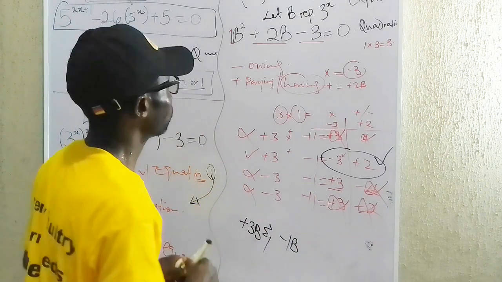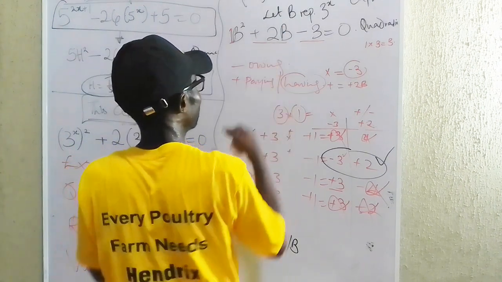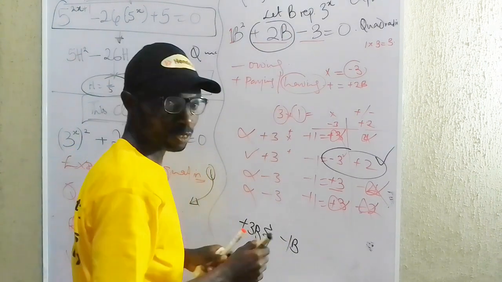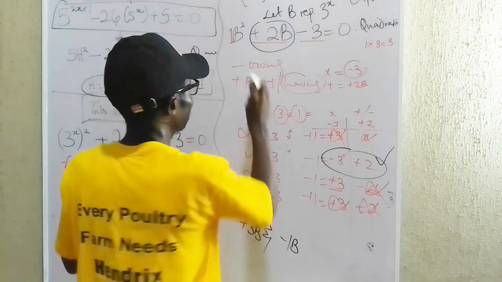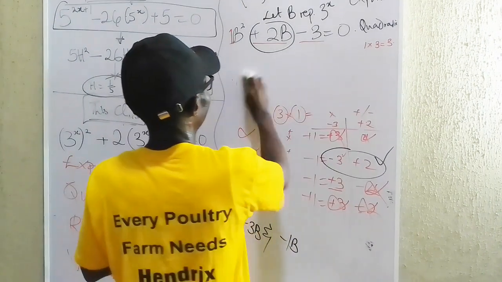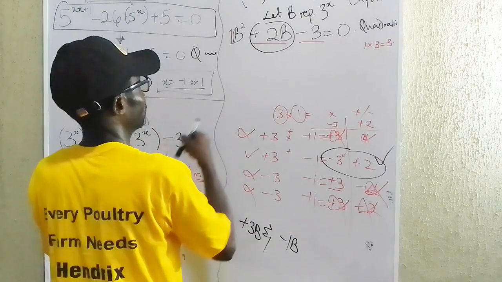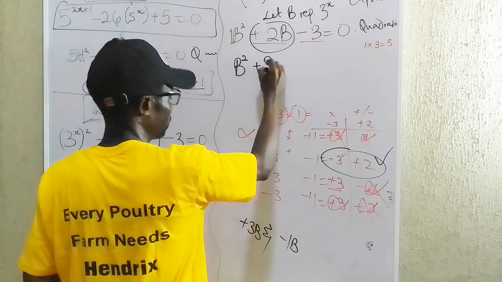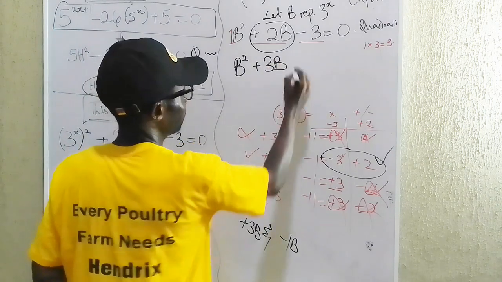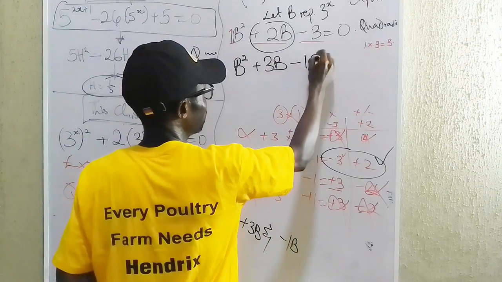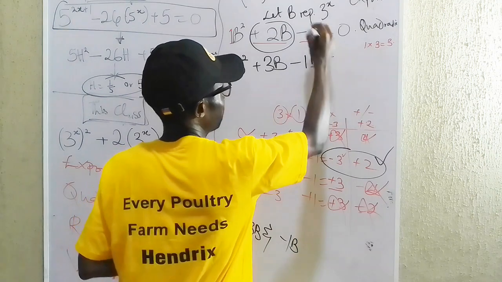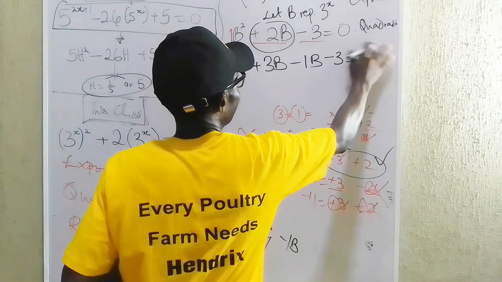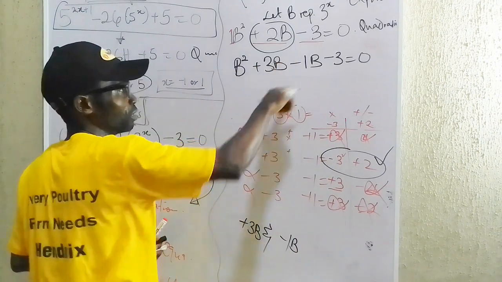So with these, we'll substitute this value here with plus 3b and minus 1b. So what we're going to have here will be b squared plus 3b and minus 1b, or we call it just b, minus 3 plus 0. This is what the factors of this.